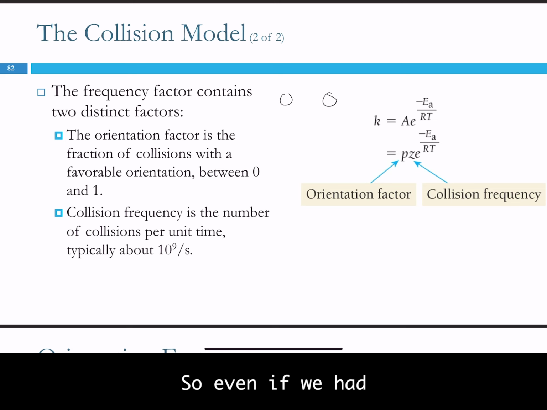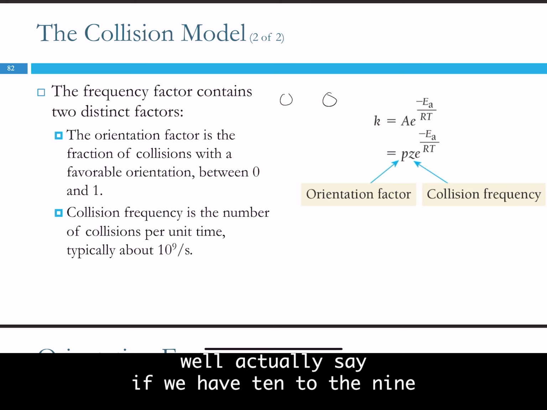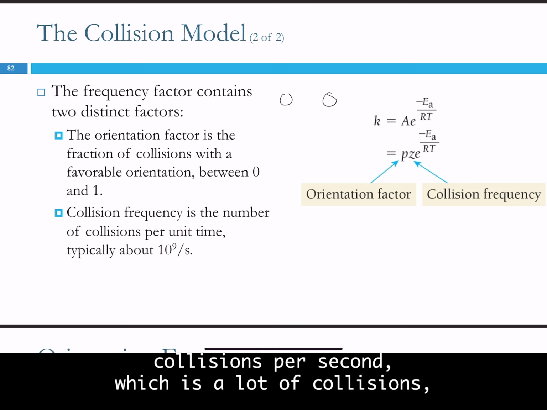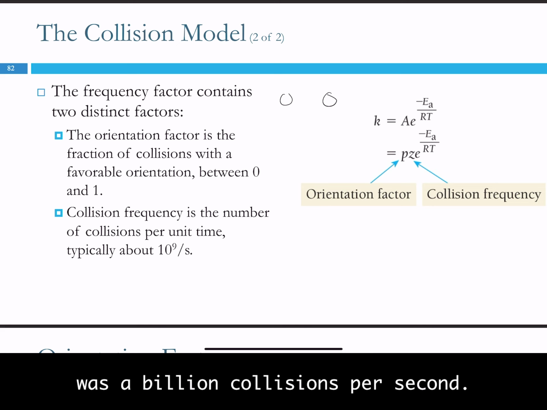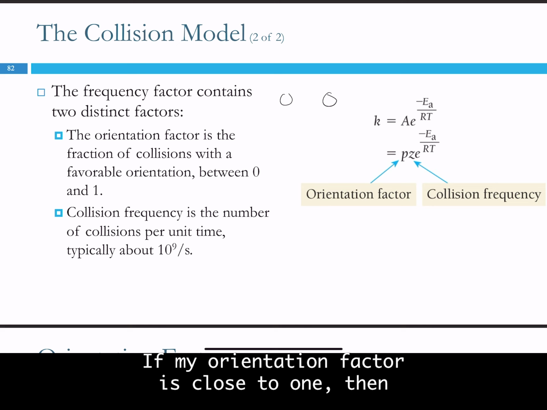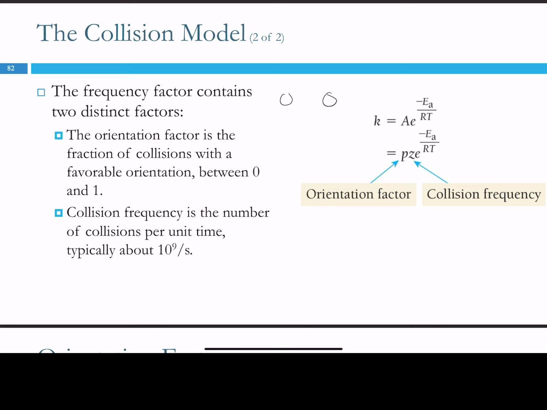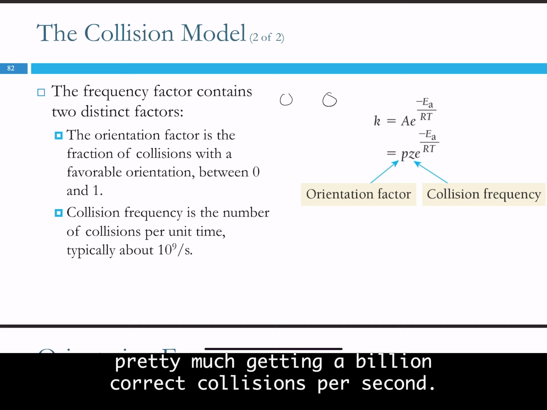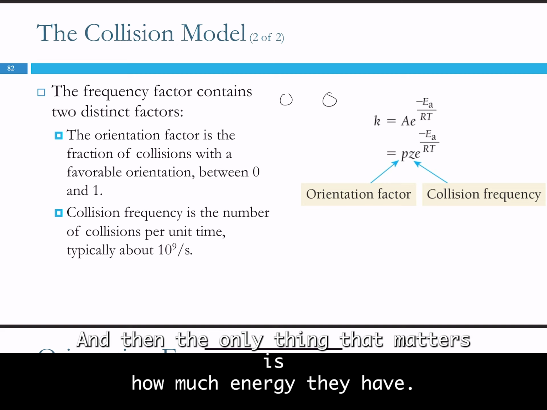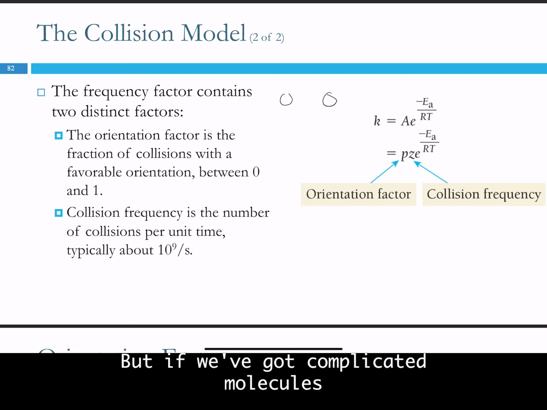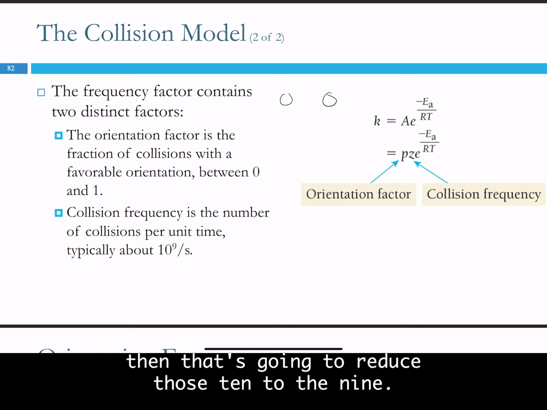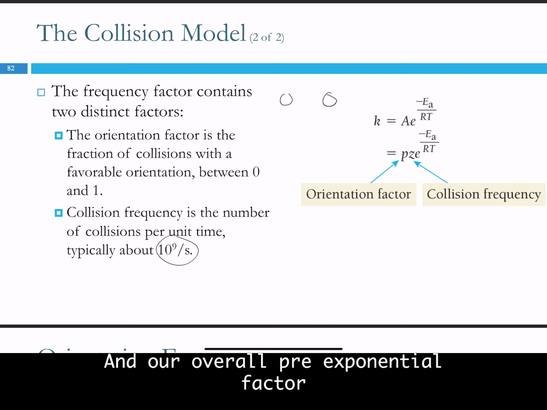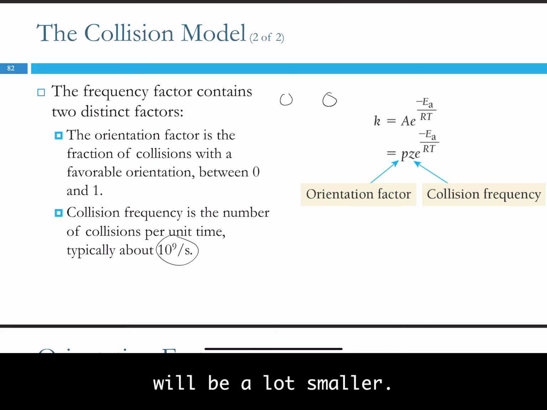Say we have 10 to the 9 collisions per second, which is a billion collisions per second, a lot of collisions. If my orientation factor is close to 1, then pretty much I'm getting a billion correct collisions per second, and the only thing that matters is how much energy they have. But if we've got complicated molecules and our orientation factor is really small, then that's going to reduce this 10 to the 9, and our overall pre-exponential factor will be a lot smaller.